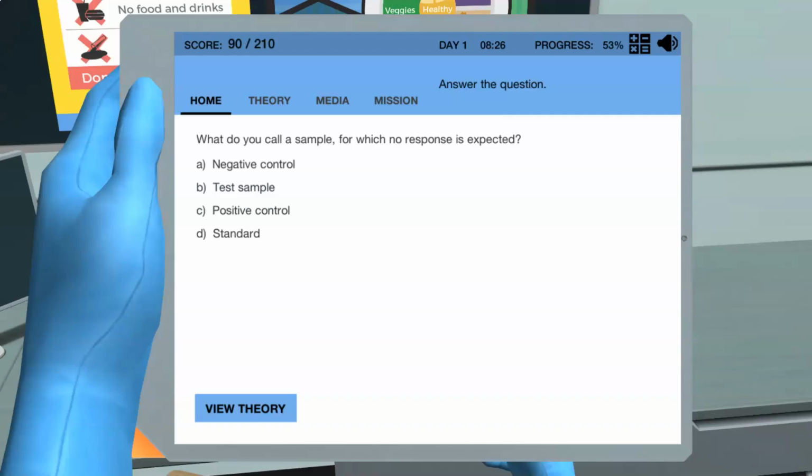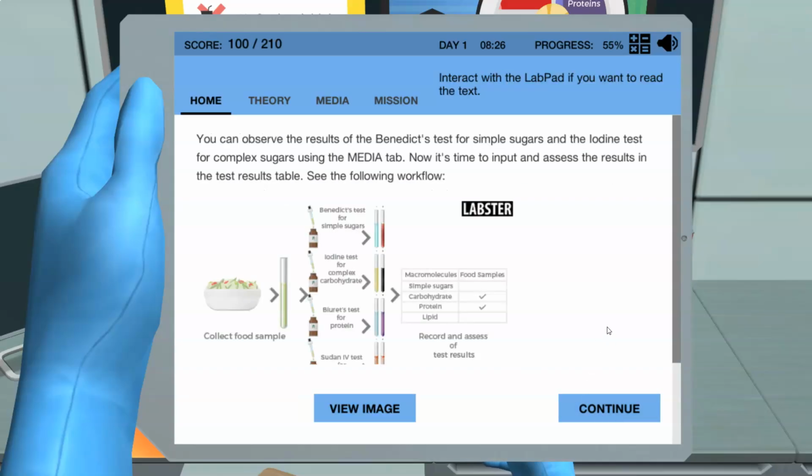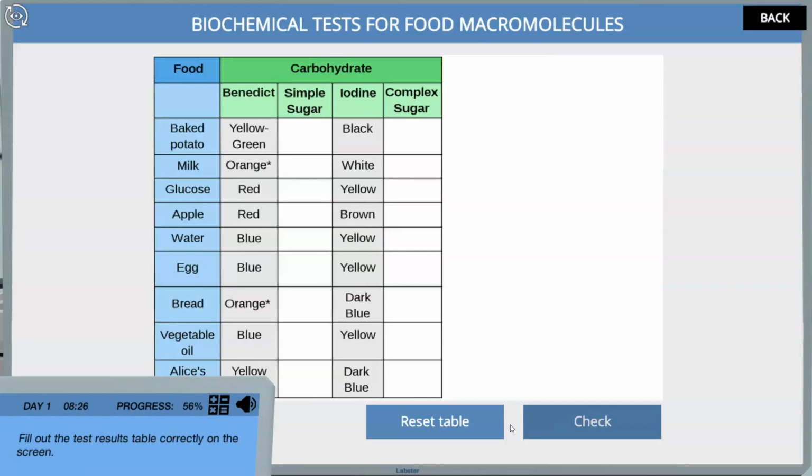What do you call a sample for which no response is expected? The negative control is essential to check that the positive result is actually positive, and not because of an error in the procedure. You can observe the results of the Benedict's test for simple sugars and the iodine test for complex sugars using the Media tab. Now it's time to input and assess the results in the test results table. See the following workflow. You can also see this workflow image anytime in the Media tab. Fill out the test results table correctly on the screen.